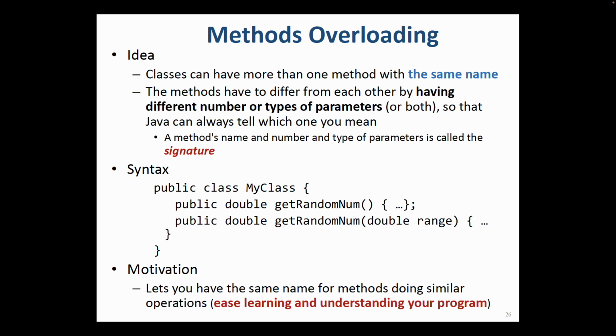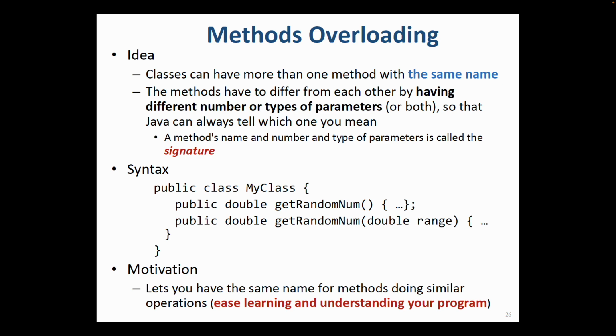Like I want to get a random number. I want to get a random number within this range. I want to get a random number, but it should be an integer. So I might have different versions, variants of it. Java allows that, and this is called overloading. I overloaded this name actually. I have multiple functions with the same name. They are overloaded.